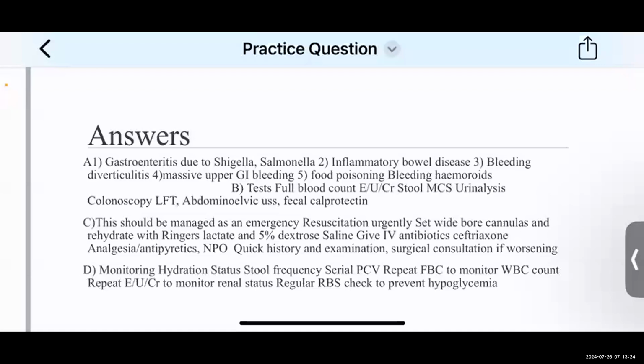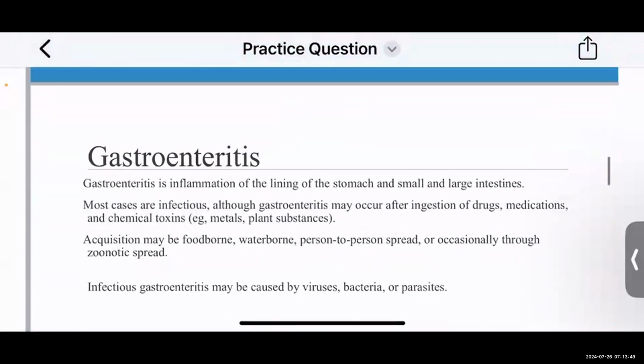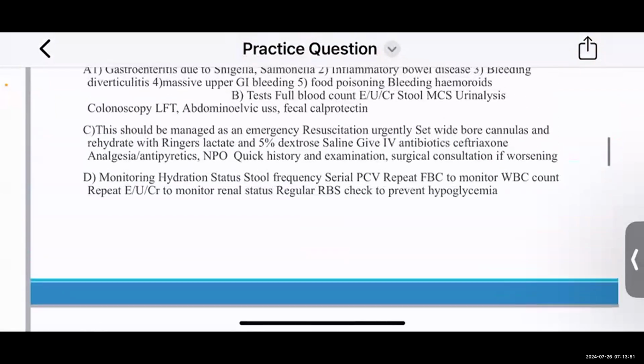We expect that the white blood cell count should be on a downward trend because of all the treatments that we have given this patient. And then repeat electrolytes, urea and creatinine closely. So you want to monitor the renal status of the patient, and then routine random blood sugar should be done, because we don't want our patient to have hypoglycemia. So that's actually the end of the answer.